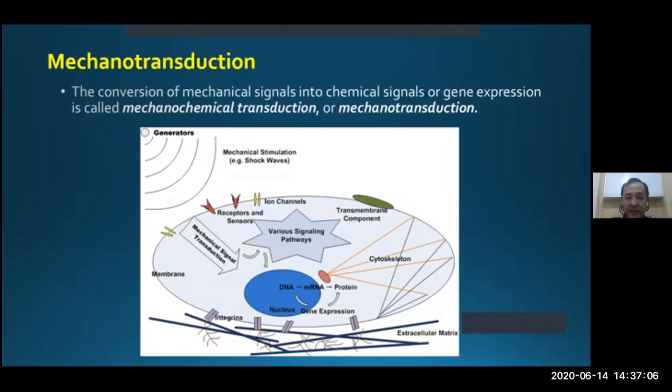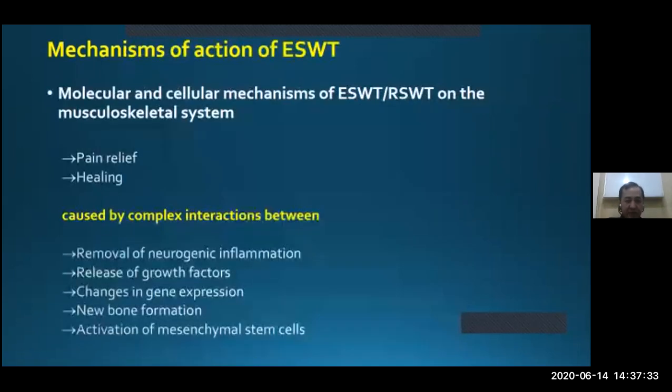Conversion of the mechanical stimulation into mechanochemical processes inside the cell is called mechanotransduction. With this mechanism, we know that shockwave has a cellular effect, or has the potency of regenerative effects. Okay, this is the summary of the mechanism of action of the shockwave.